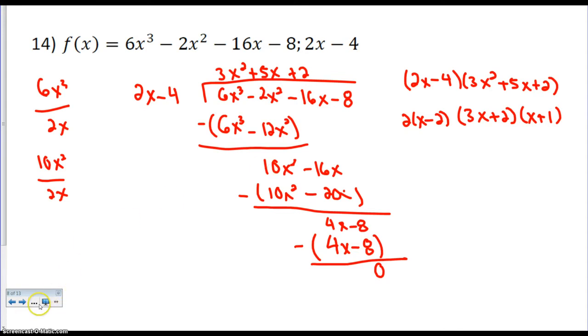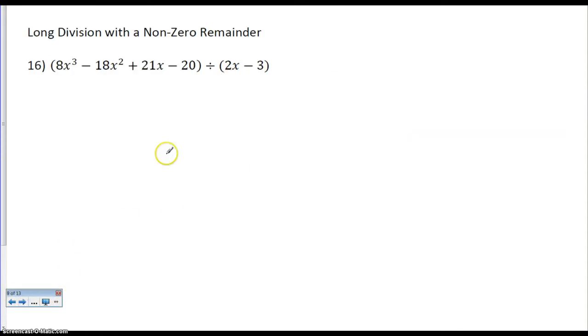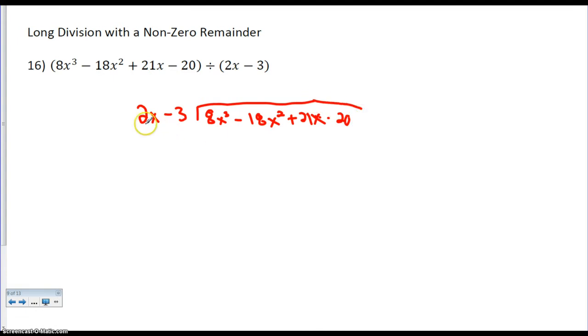I want to go over one other one with you guys, and it's something that will have a non-zero remainder. So we're going to do the same thing. 2x minus 3 is going into 8x cubed minus 18x squared plus 21x minus 20. Remember, we're taking this times what gets me 8x cubed, which is 4x squared, then distribute it through.